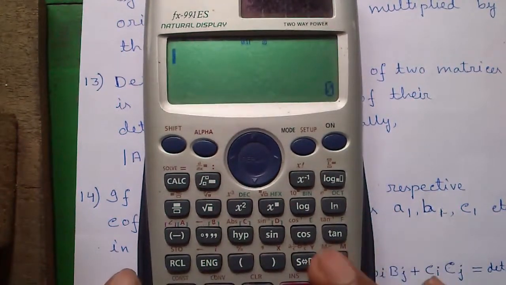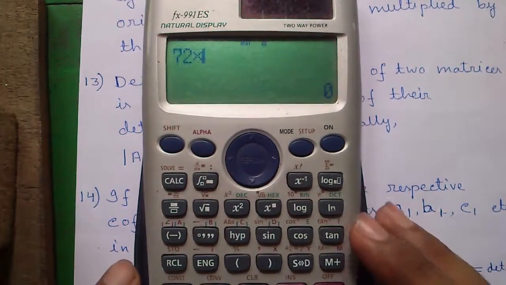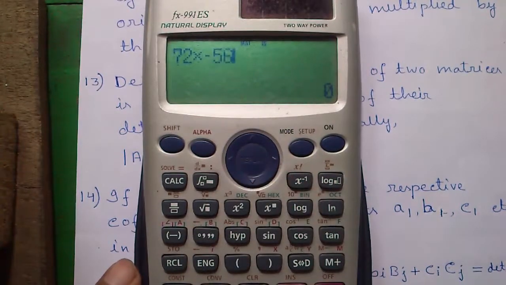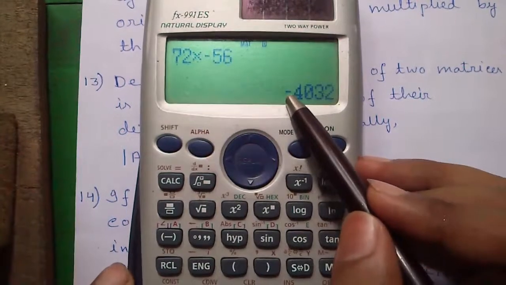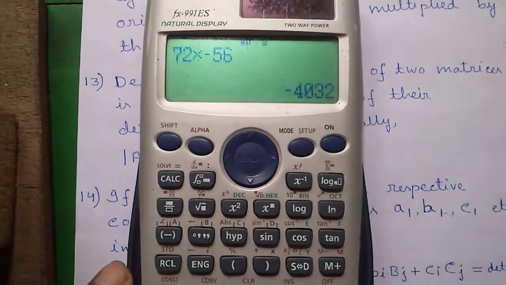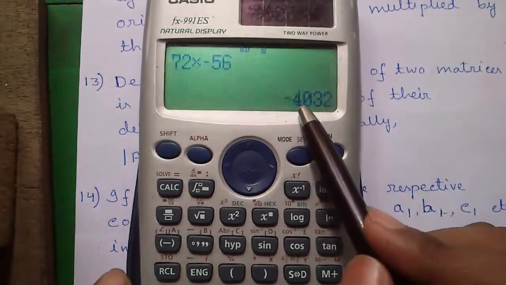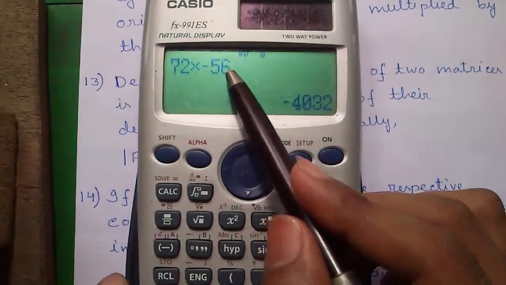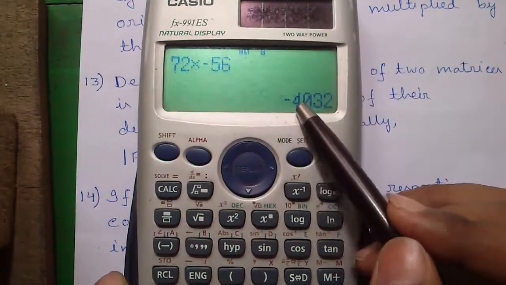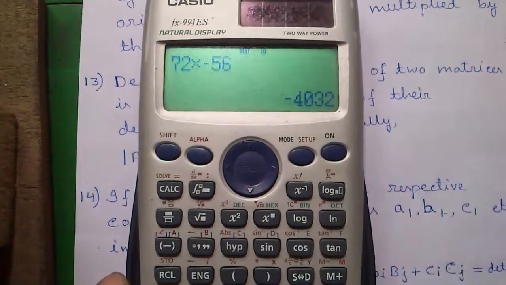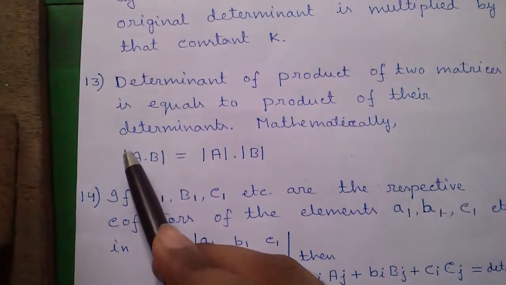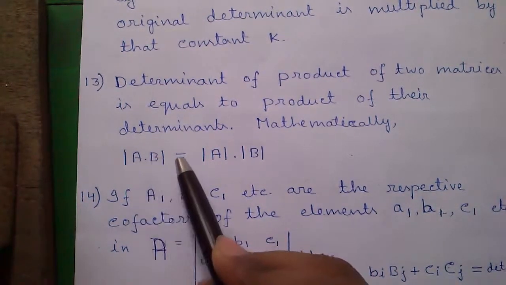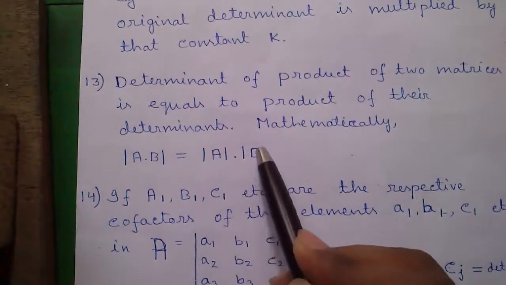So the determinant for matrix A is 72 and the determinant for matrix B is minus 56, and if we multiply their individual determinants, then it will be minus 4032. So this property is verified. The determinant of the product of two matrices is equal to the product of their individual determinants.